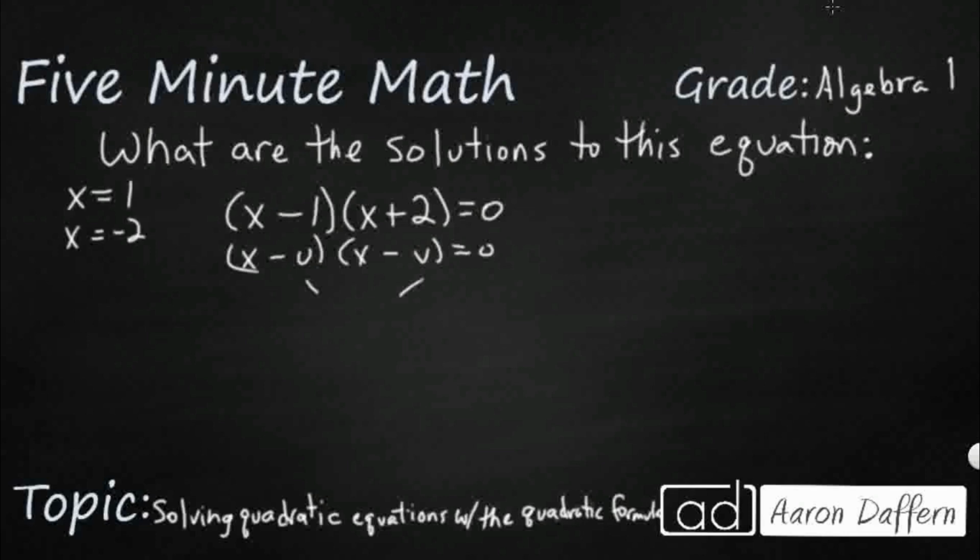But let's go ahead and put this into standard form here. So we're going to FOIL this out. X squared, that's going to be a plus 2x minus x, so that's going to be a plus x. And that's going to be a minus 2 equals 0.